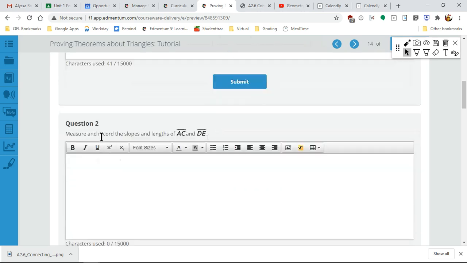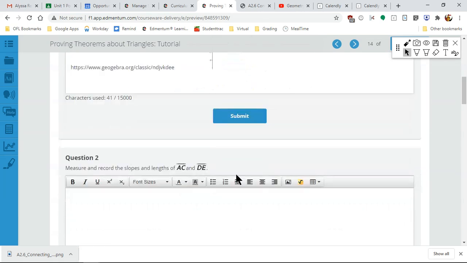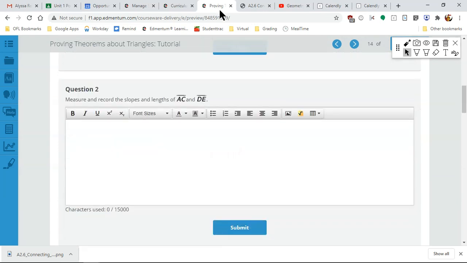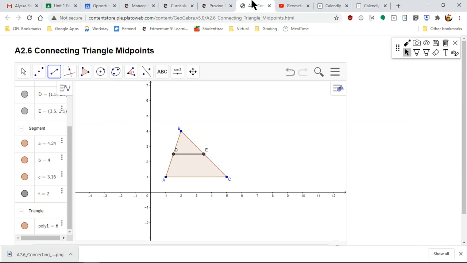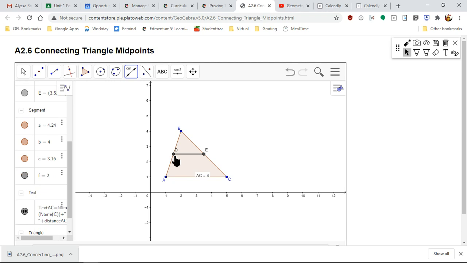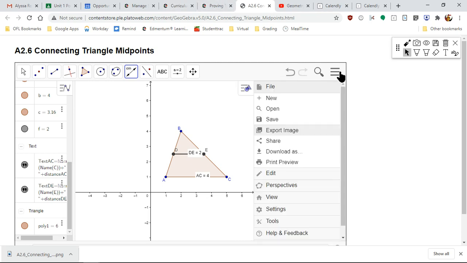So the next thing it says is measure and record the lengths of AC and DE. All right, so we're going to measure and record AC and DE. So let's get into our measuring tools. Distance A, C, and D, E. Oh, it's going to prove this. Okay. Again, just extract your image.